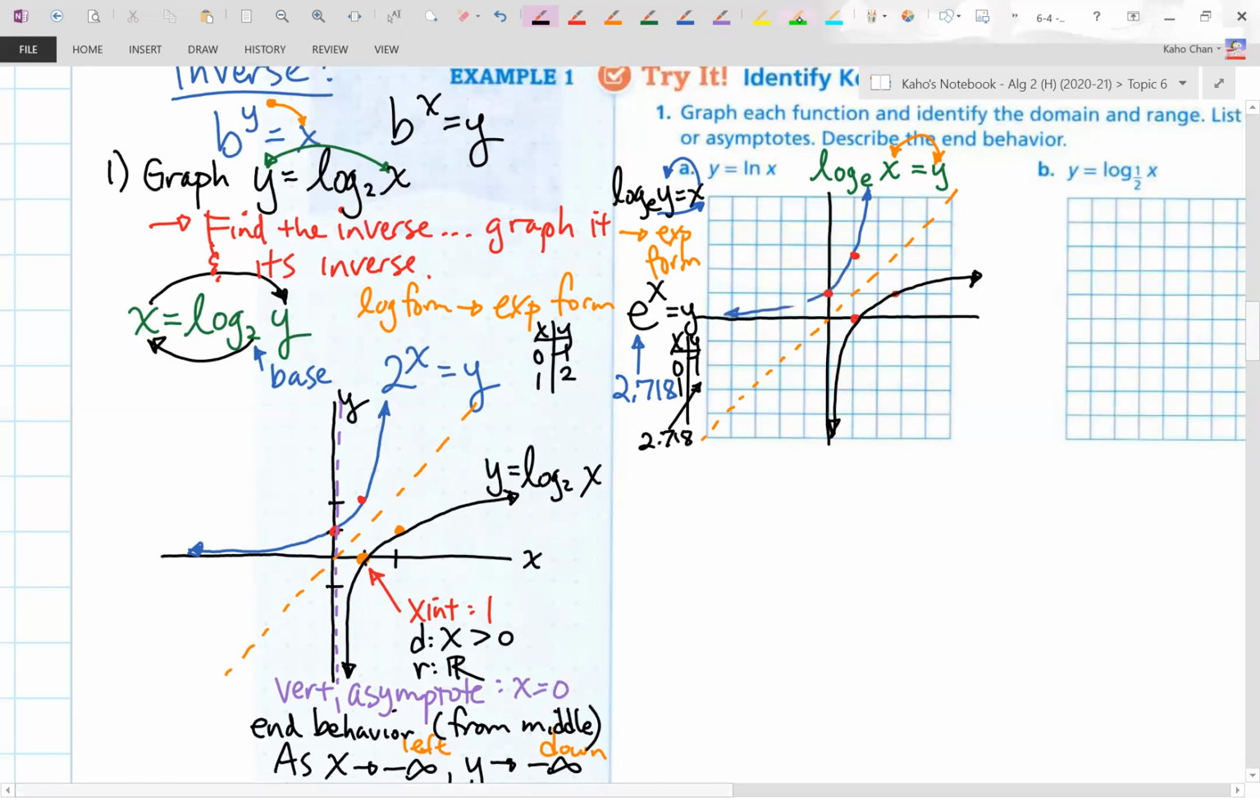We do have a vertical asymptote we don't want to forget about. Vertical asymptote is x equals 0. We do have an x-intercept again. It's at positive 1. They do ask us for domain and range again. The domain is just like the one we did down there. x is greater than 0. The range is all real numbers, just like the last one. Okay, and end behavior is exactly the same.